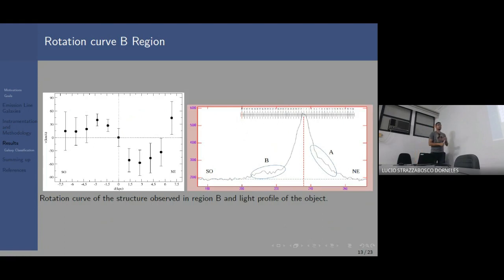Here we have the rotation curve of region B of the galaxy, and we have a rotation pattern here that means that we have another body rotating along with the main object of the galaxy, or dominated by some kind of tidal effect or merge of the galaxy. Basically, it might be a merge some million years ago.